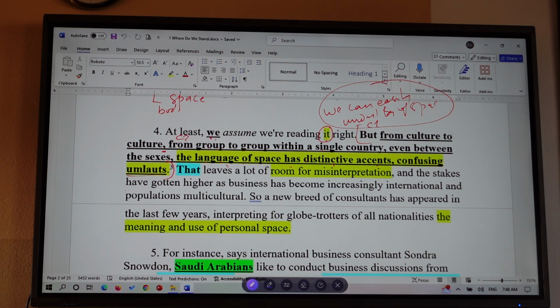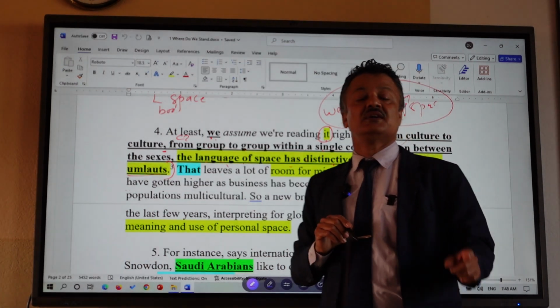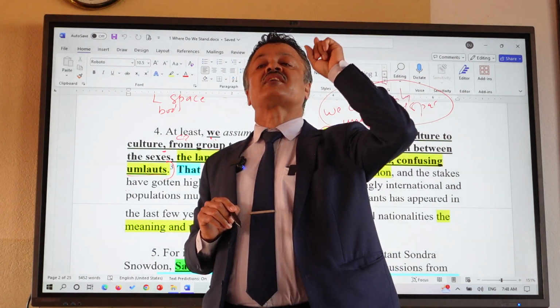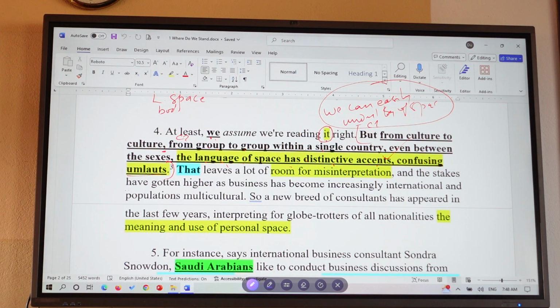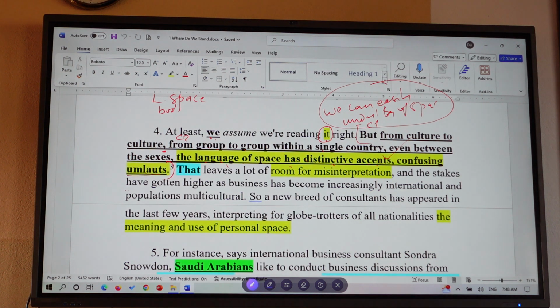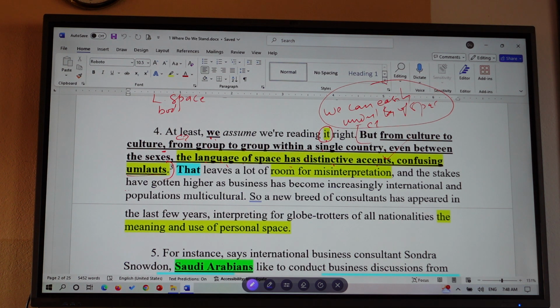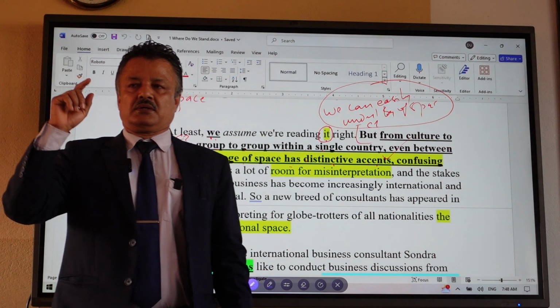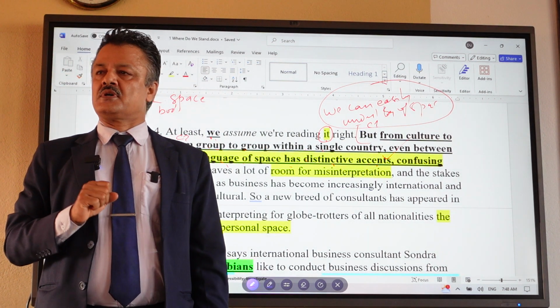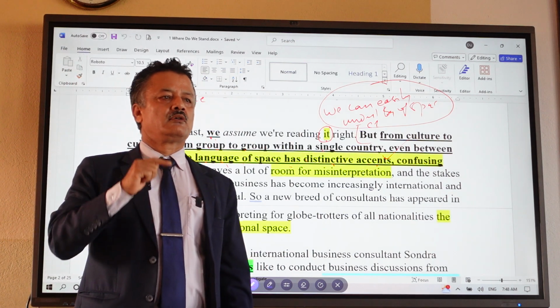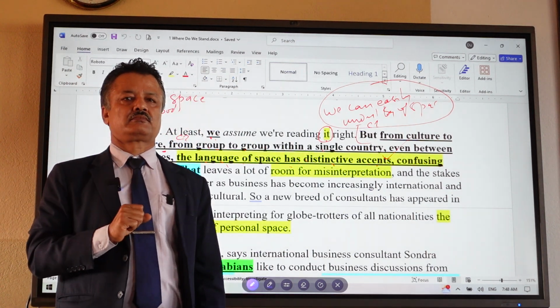Now the point here is that just as language is not the same for any two people, the use of space is not the same for any two people from two cultures. It is not the same for any two groups within a single country. It is not the same for men and women also. Now say with me, and we end the class with this. Everybody say with me. The language of space differs from culture to culture.